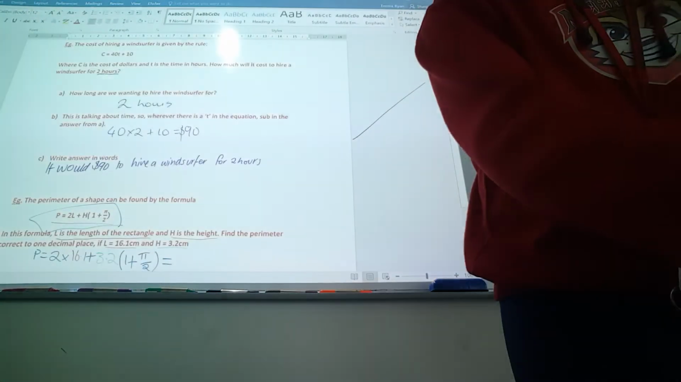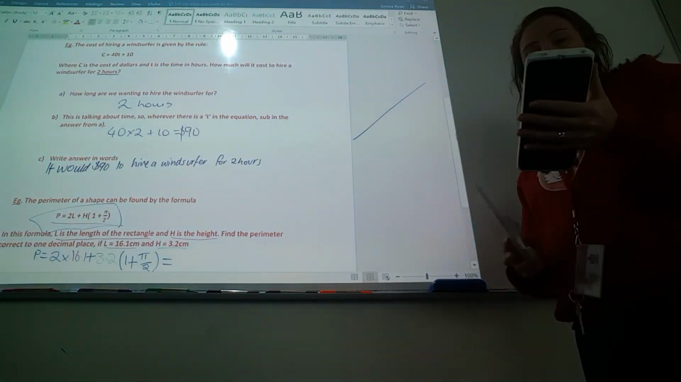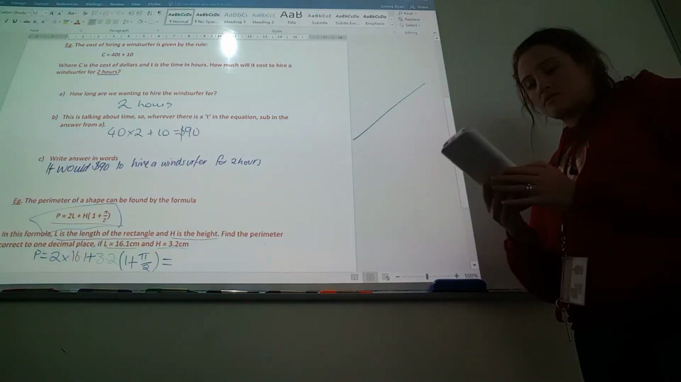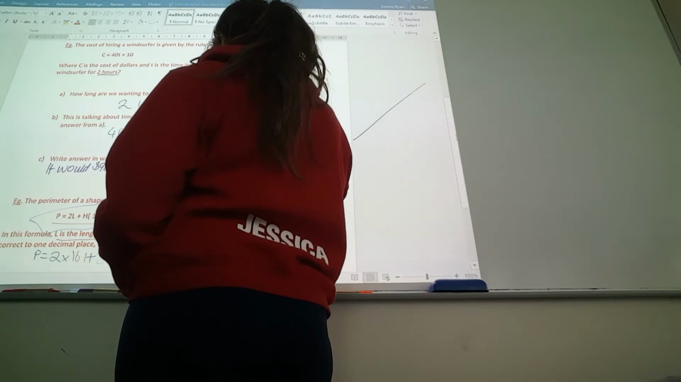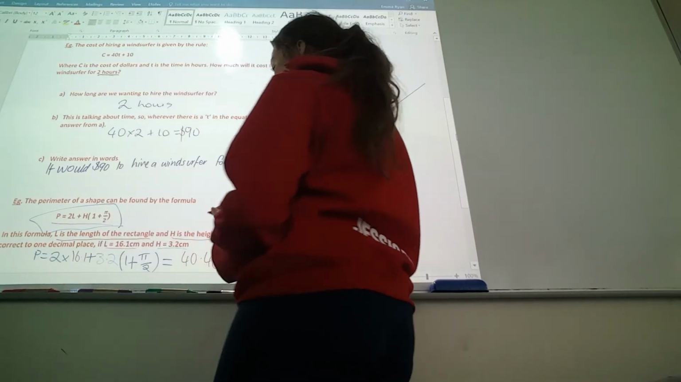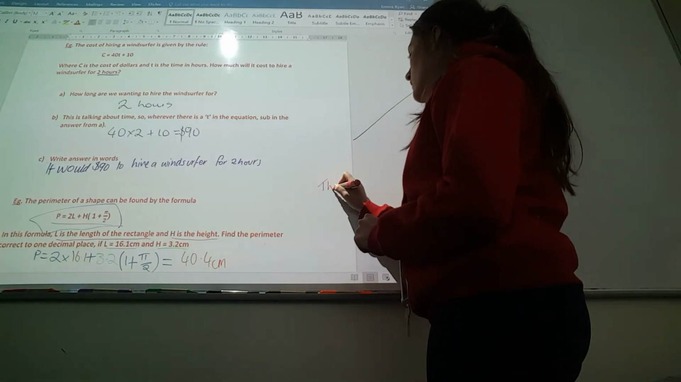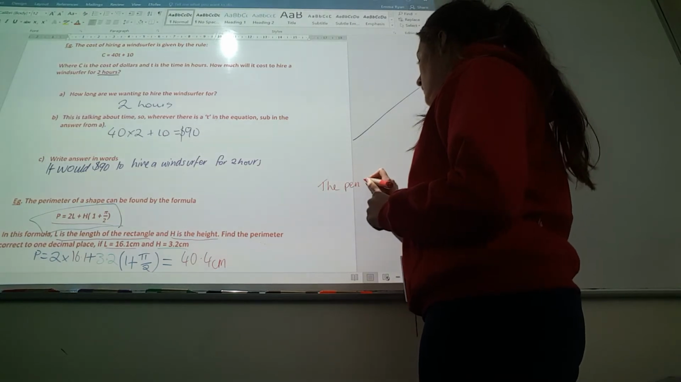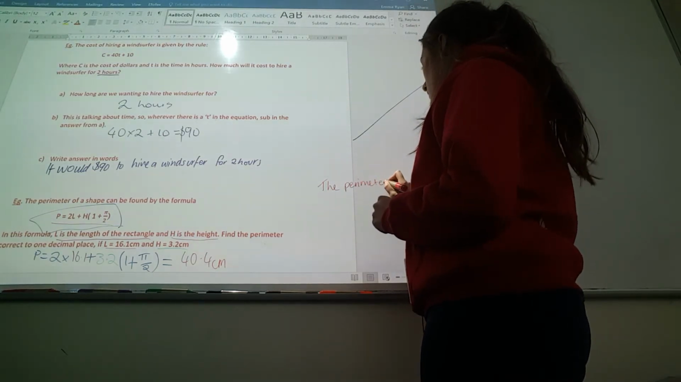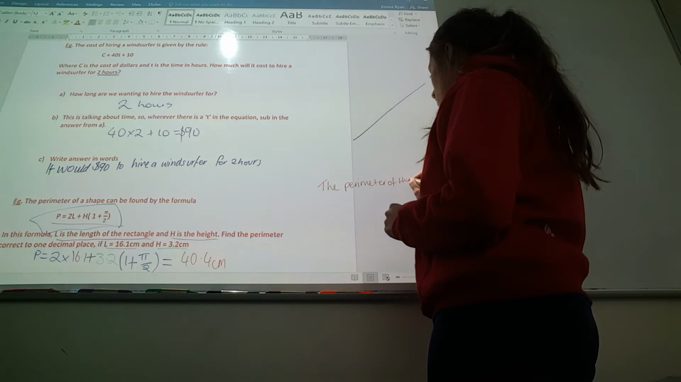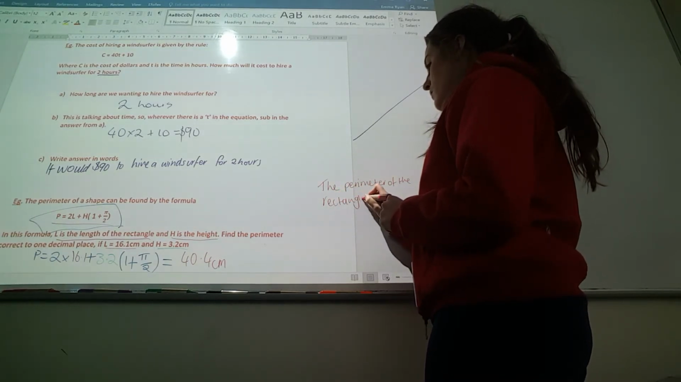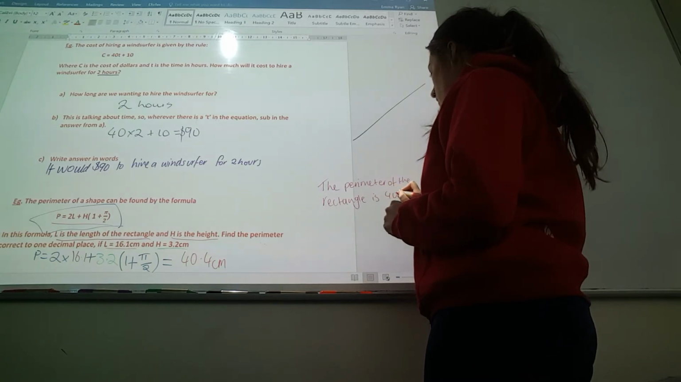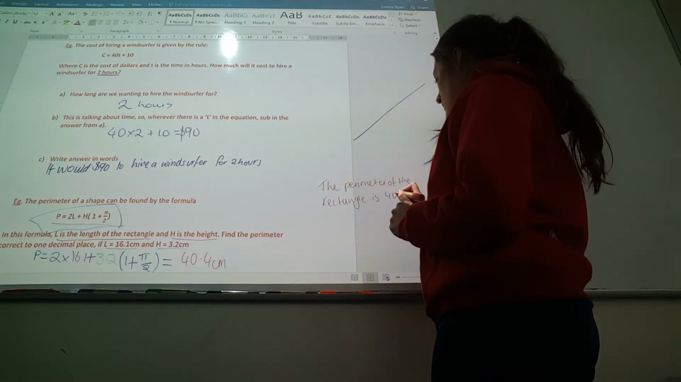So then we just chuck that into the calculator. And what we get is 40.4, so 40.4 centimetres. And we need to answer that in words. So the perimeter of the rectangle is 40.4 centimetres.